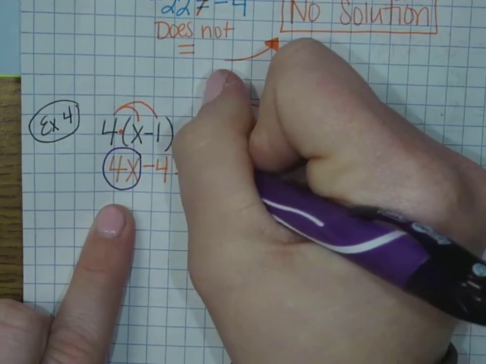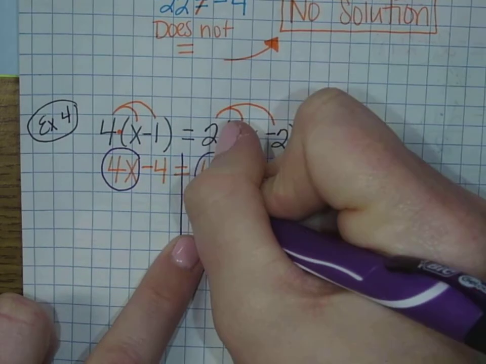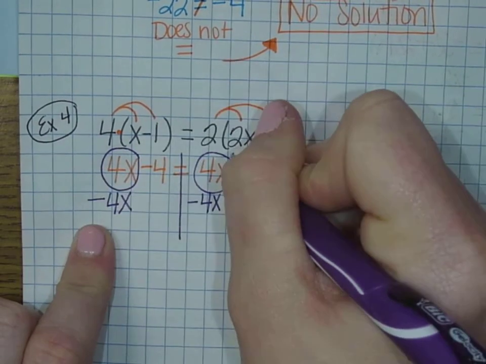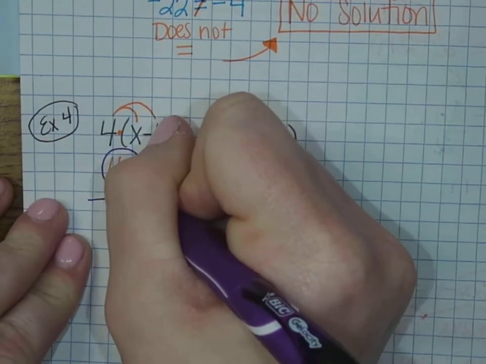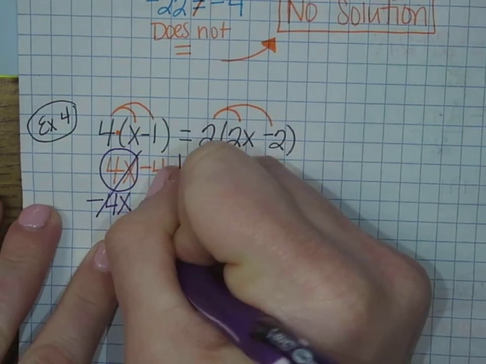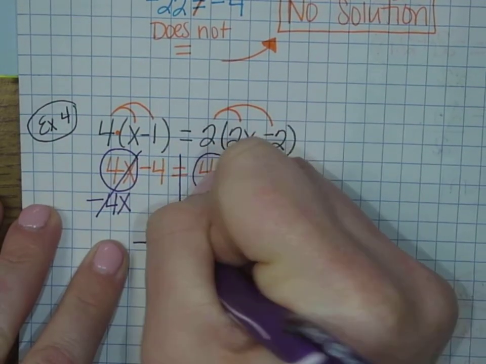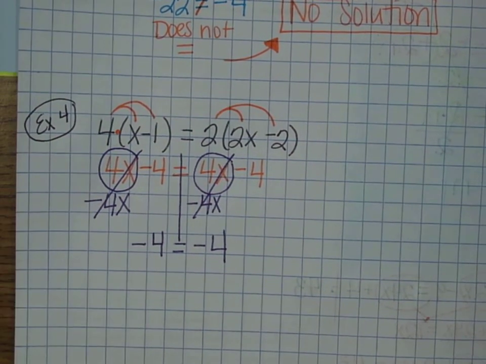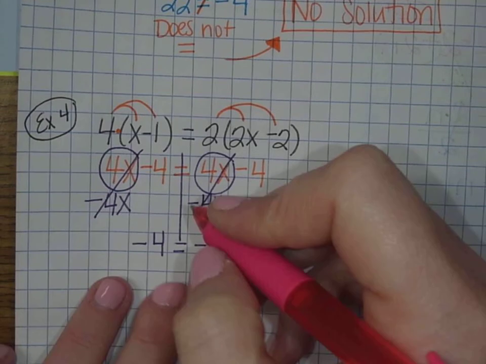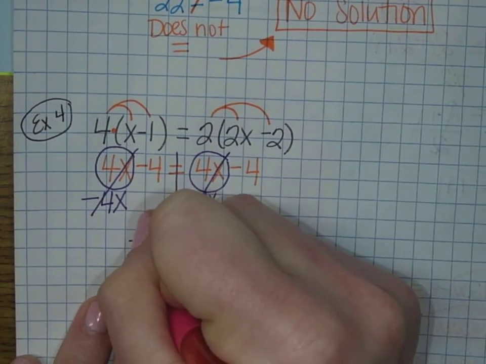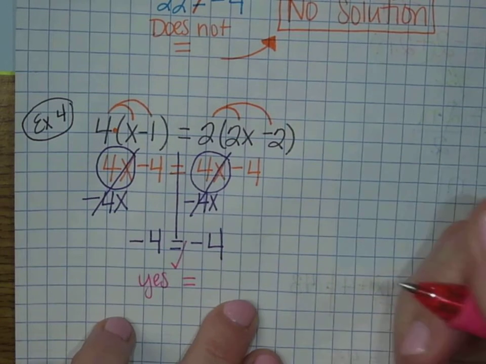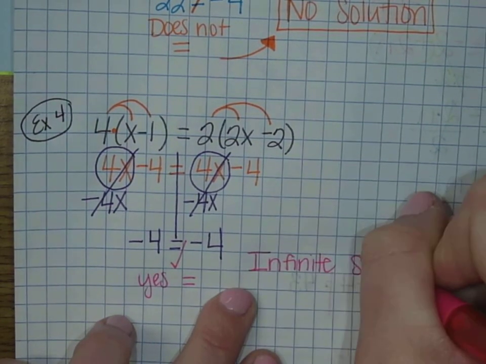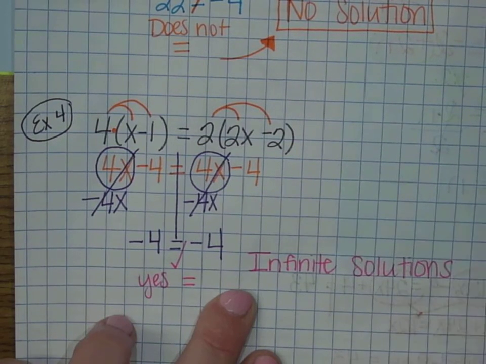So I have 2 variables. They're on the opposite side of the equation. So I'm going to subtract one of them and subtract one of them. 4x minus 4x cancels. 4x minus 4x cancels. I'm left with negative 4 equals negative 4. Well, negative 4 does in fact equal negative 4. So those two are equal. Yes, equal. So this is called infinite solutions.